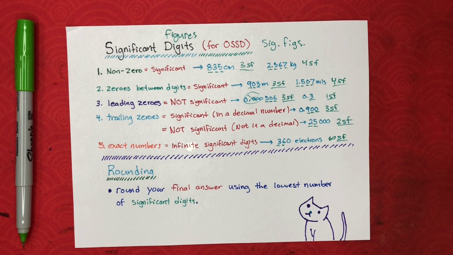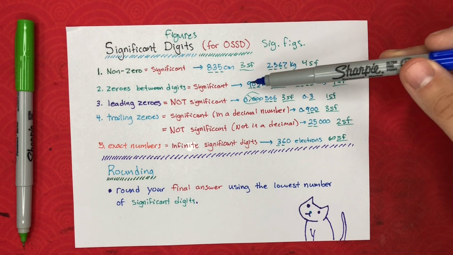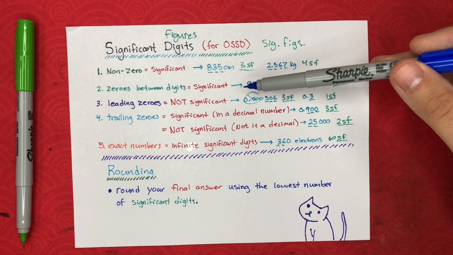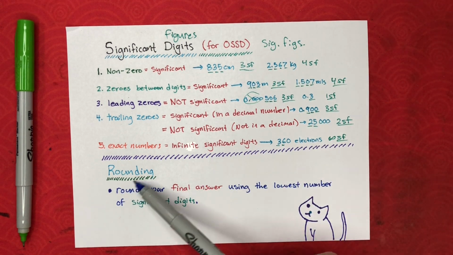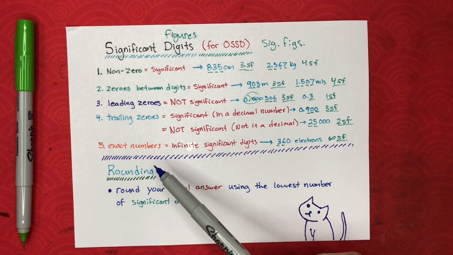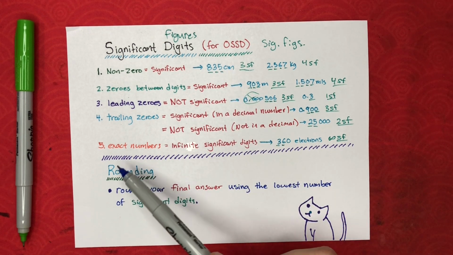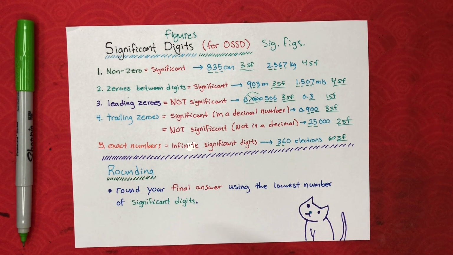So what we're doing with this is when we're doing any calculations, which we usually do using formulas, we're talking about rounding our final answer. So you need to identify what significant figures you're given in a problem and then how to round your final answer to the appropriate number of significant figures. So your final answer should be rounded using the lowest number of significant digits.